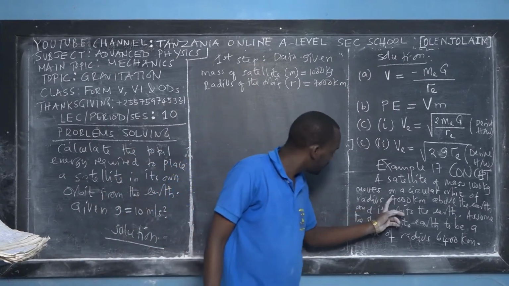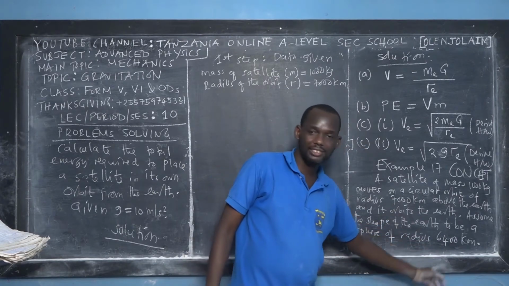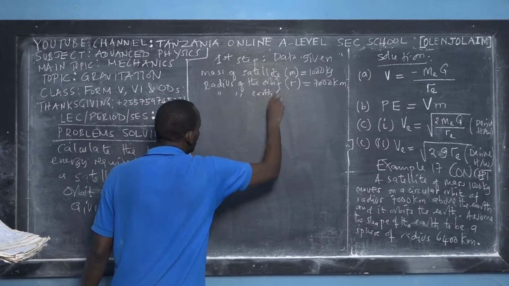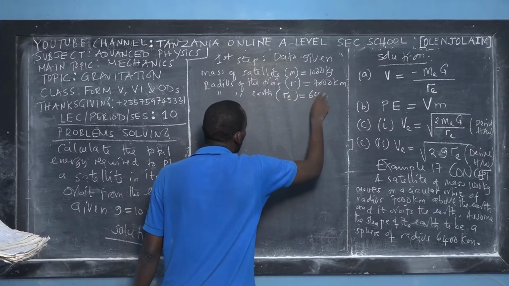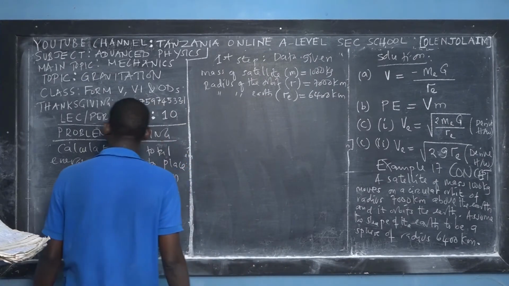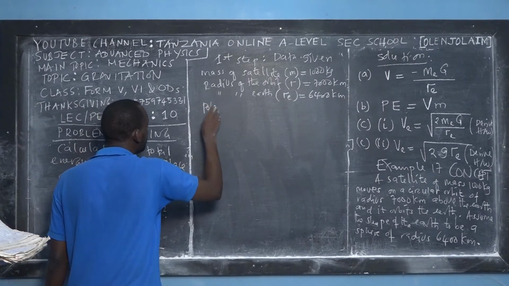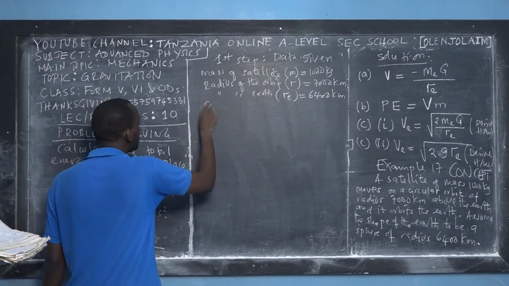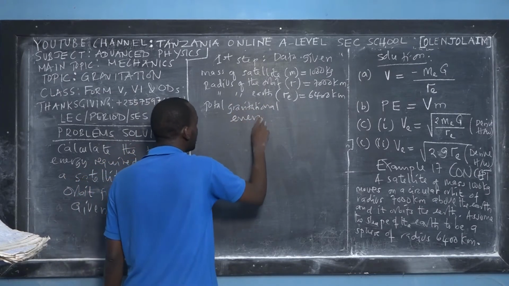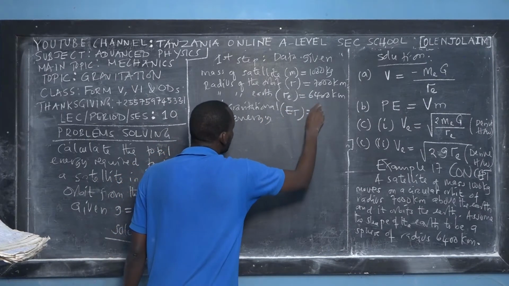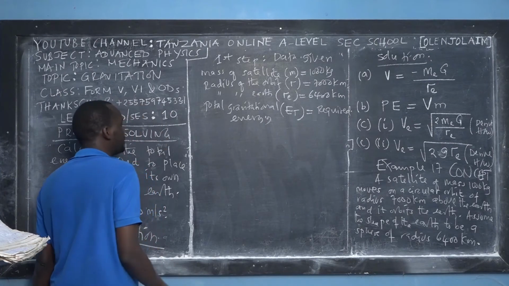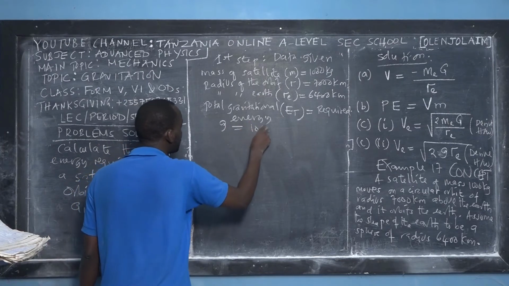If you compare the radius of the orbit and the radius of the S, this is larger than this. Again, we have the radius of the S, for which we can use this notation, equal to 6,400 kilometers. Again, what are we asked? Calculate the total energy required. So the total gravitational energy, which is what is required. That's what we are looking for. That's the first step. We are also given acceleration of gravity, which is 10 meters per second squared.